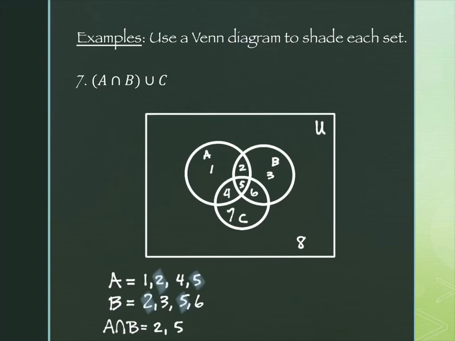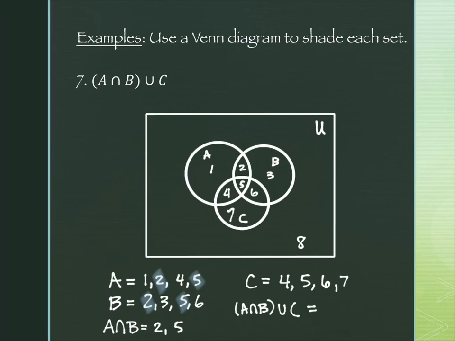Now, working from the inside of the parentheses out, I'm moving on to C. What is C? Well, what items are in circle C? 4, 5, 6, 7. Is that okay? The last thing it says is that I'm going to take the A intersect B that I found a moment ago was 2, 5, right? And I'm going to do the union with set C, which I said was 4, 5, 6, and 7. So what does union mean?